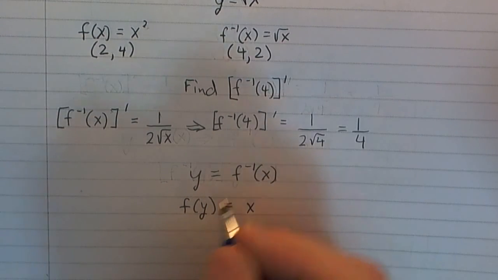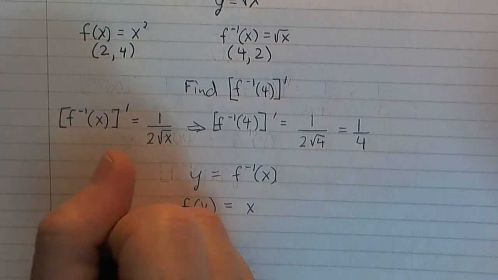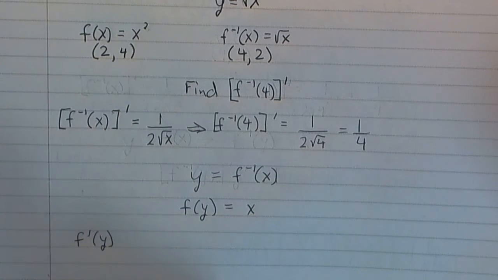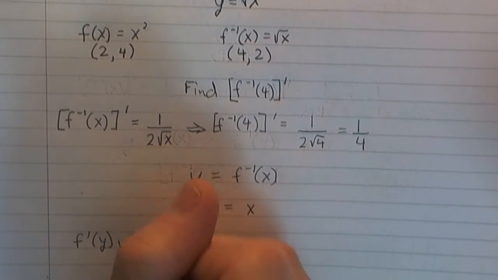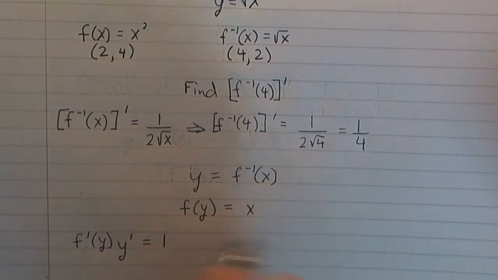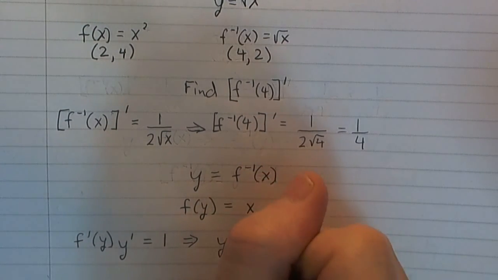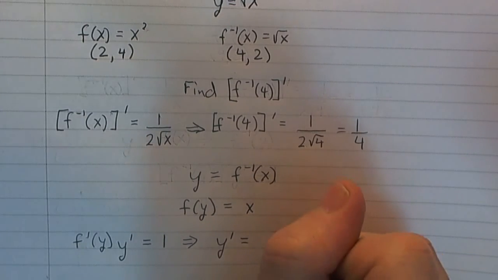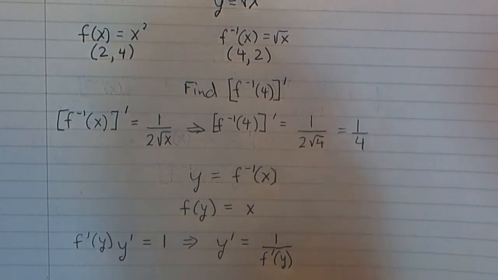Now, let me take the derivative. Well, I need to use the chain rule, and I'm going to use implicit differentiation. So here's what happens. I have f prime of y, derivative of the outside, times the derivative of the inside equals 1. Now, I'm trying to solve for y prime, so let's see what I have now. I have y prime is equal to 1 over f prime of y.